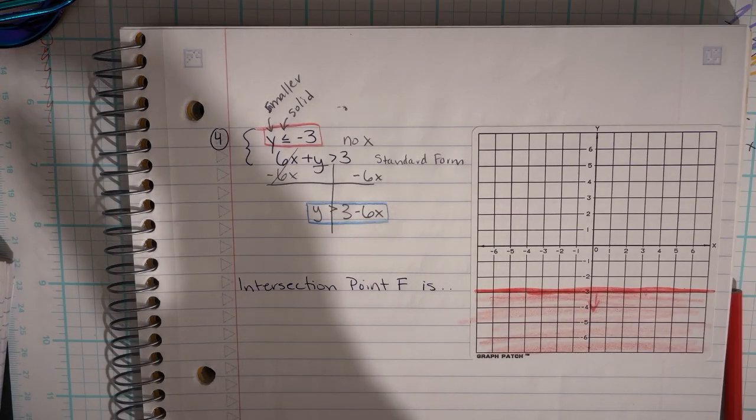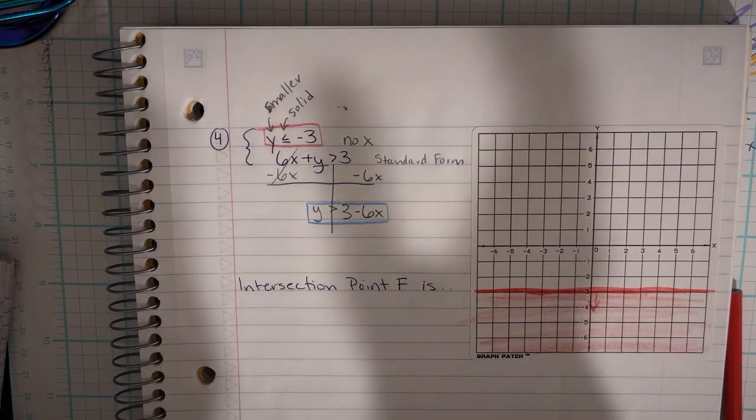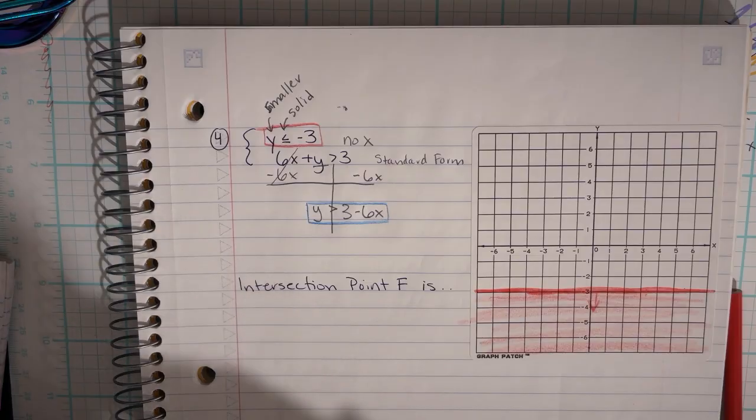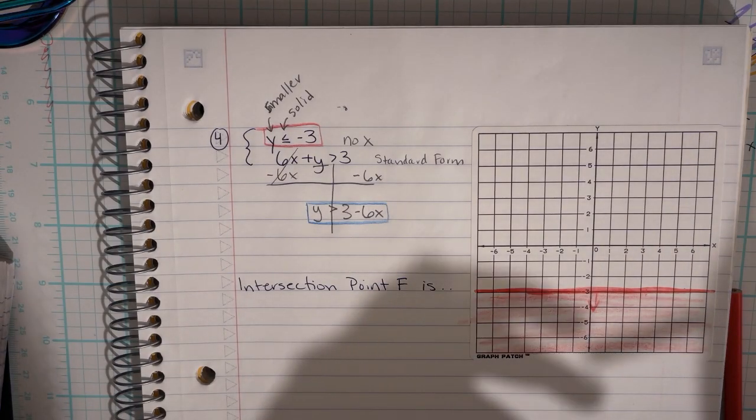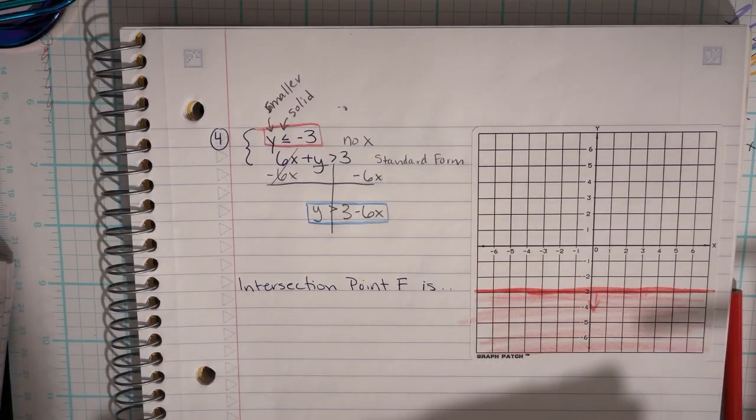I don't have to flip my inequality because the only reason you flip an inequality is if you multiply a negative on both sides, like when you're trying to move one from one side to the other, or if you have to divide a negative all the way through.